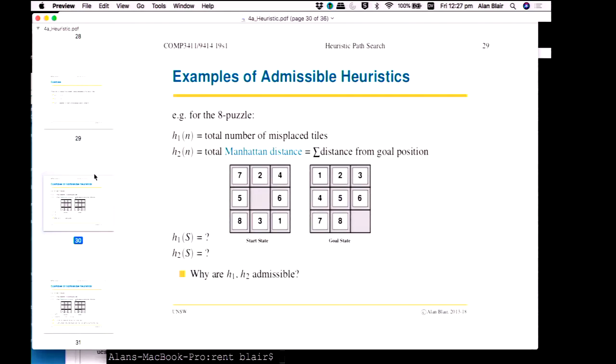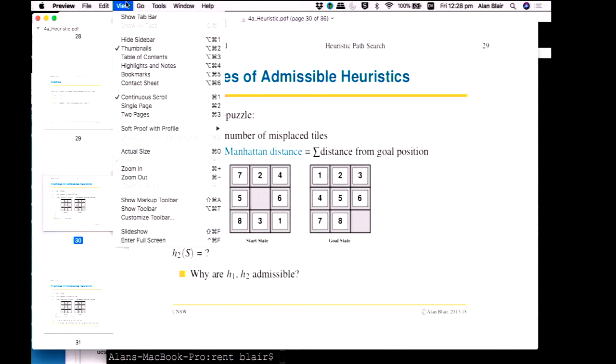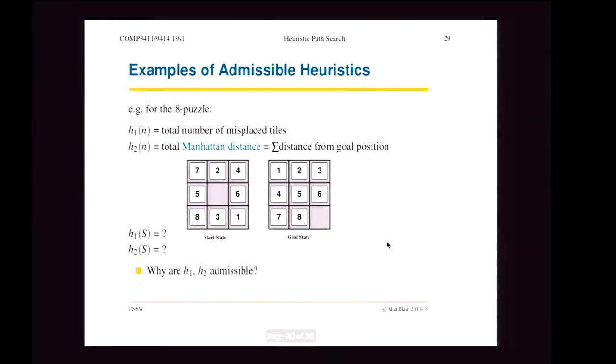Okay. So then the next question is, how do we come up with admissible heuristics for some of these other domains? So if we look at the 8 puzzle, let's think about the 8 puzzle. If we wanted to do breadth first search, again, it would take too long because it's expanding out in all directions. We want to use some sort of heuristic.